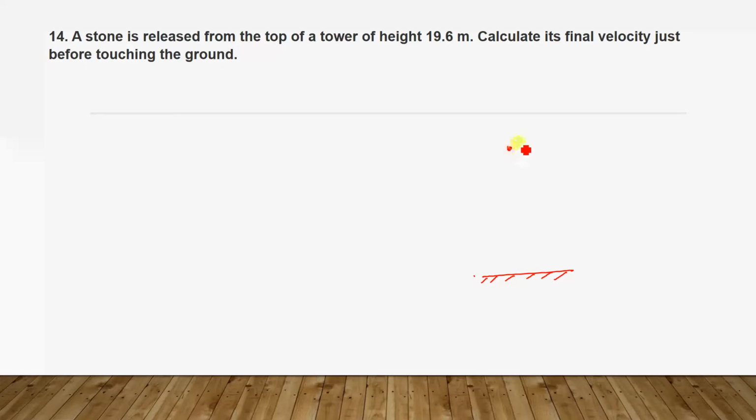Let us say this is the point A from where stone has been released, and this tower is of height 19.6. So this height is 19.6 meter. Calculate the final velocity just before touching the ground. Just वो touch नहीं हो रहा, just ground पे पहुंचने पे what will be its final velocity, that is v. So it is dropped from this, dropped or released. This indicates that it is freely falling, so u will be taken as 0. So dear, हमें h we are given with 19.6, v we are to calculate, and u is given to be 0.